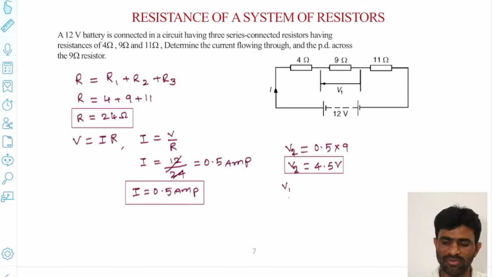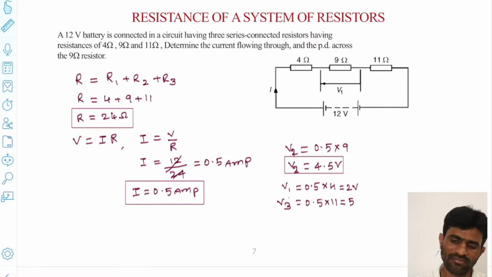V1 is equal to 0.5 into 4, which is 2 volts, and V3 is equal to 0.5 into 11, which is 5.5. So once you add 5.5, 4.5 and 2, you will again get a total of 12 volts. So V is equal to V1 plus V2 plus V3 is verified.